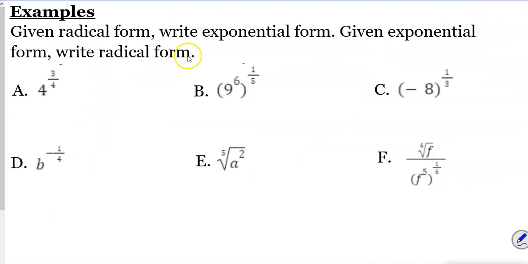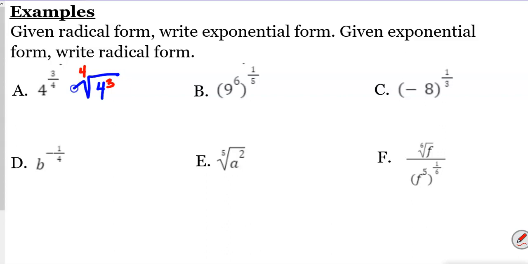Okay, so this says given the radical form, write in exponential form. Given the exponential form, write in radical form. So the very first thing we're going to do here is change a to a radical. We're going to put our 4 under there because that's our radicand, and then we're going to put our index as our denominator. Our denominator is our index, right? So the 4 goes right there, and our numerator is our exponent. Y'all see that?